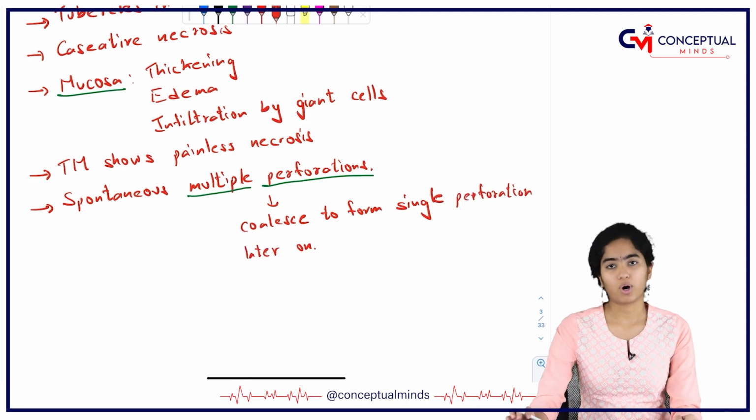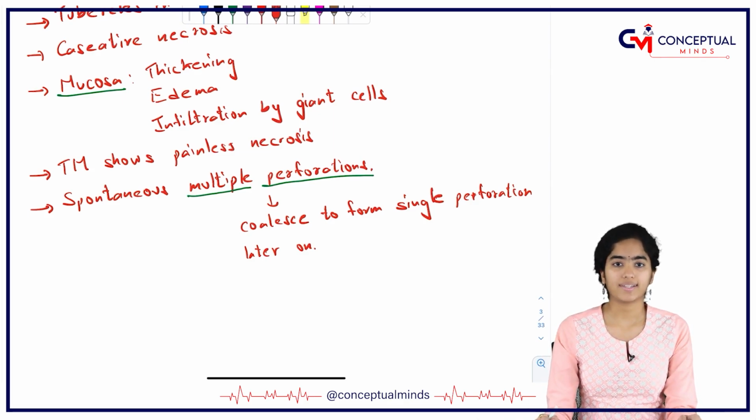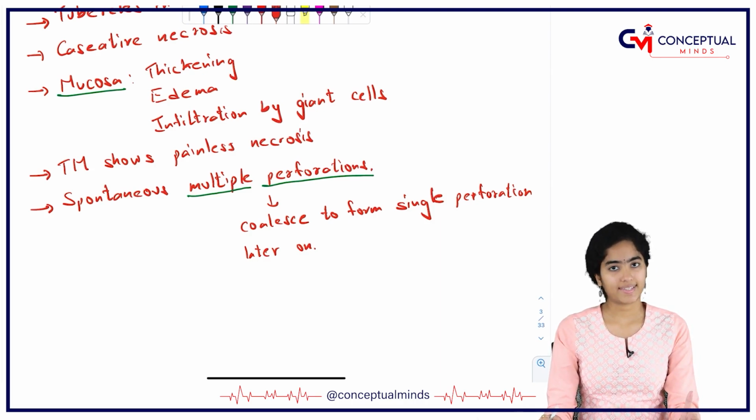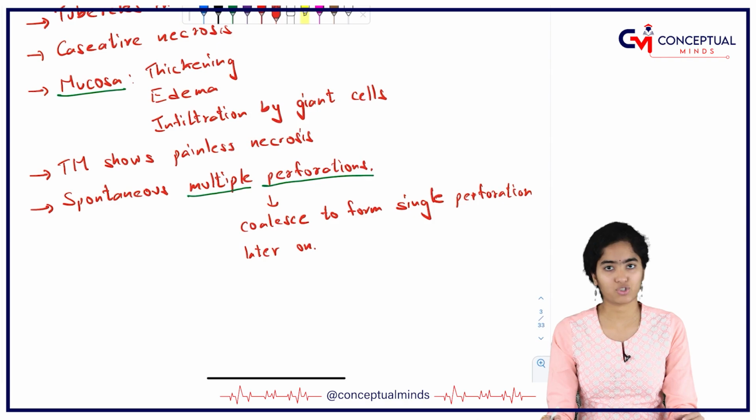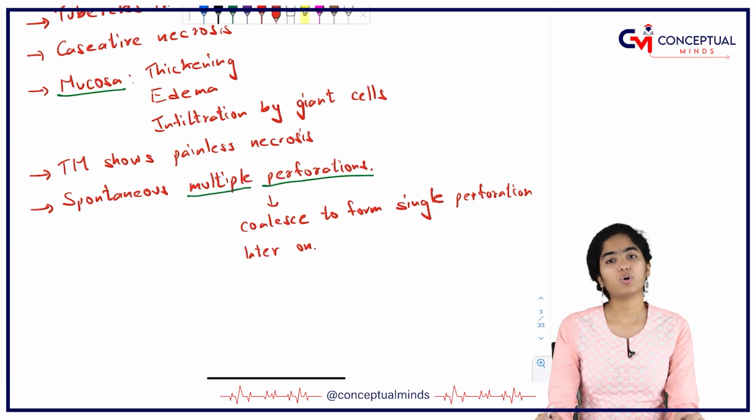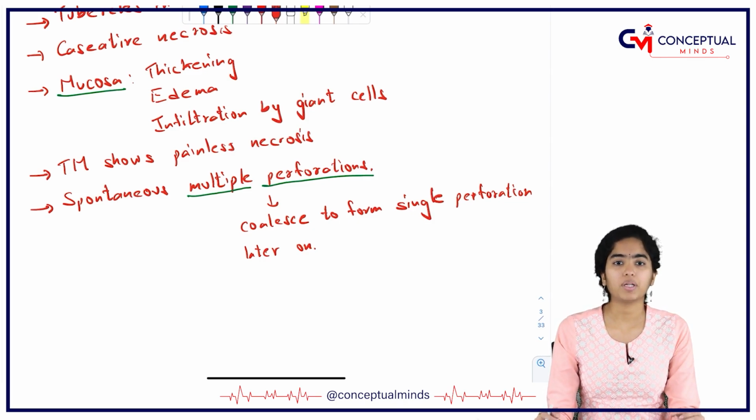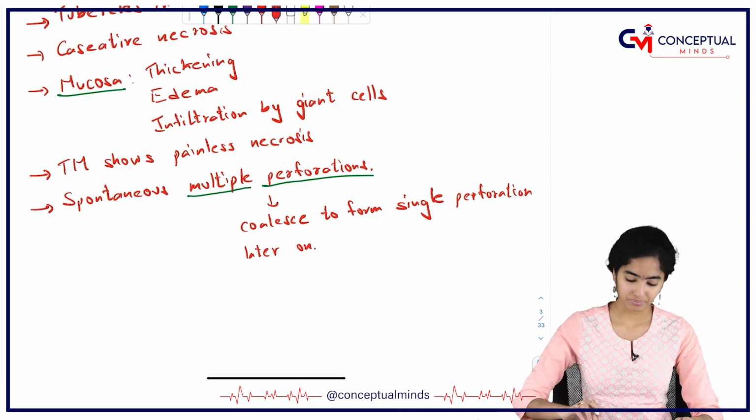These are the most important features of pathophysiology of tubercular otitis media. One is there are tubercles. Then we find caseative necrosis in the subepithelial layer. Mucosa shows thickening, edema and infiltration by giant cells. Tympanic membrane shows painless necrosis, and most importantly, multiple perforations are seen.